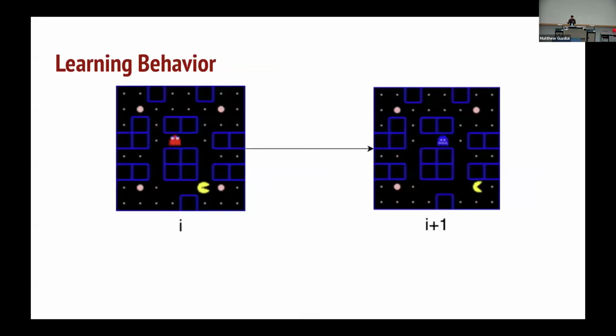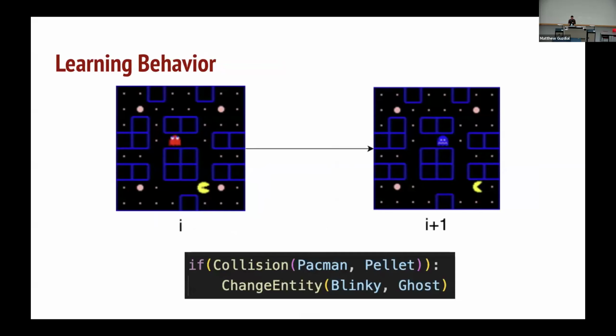Once you've converted all the frames into grids, we need to learn the actual behavior. How do we do that? Let's take this example, right? We have frame I and we have frame I plus 1. You could see that the Pac-Man is going towards the pellet, and when the Pac-Man reaches the pellet, then our Blinky turns into a ghost. So a potential code for this could be that if Pac-Man and pellet collides, then Blinky changes into ghost, right? So we need to learn this.